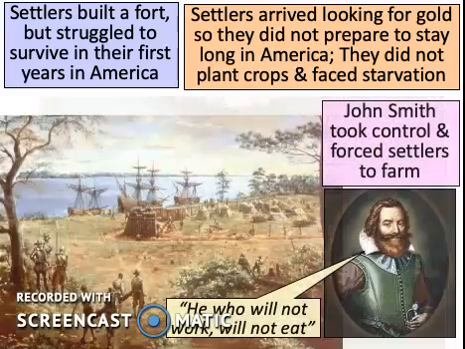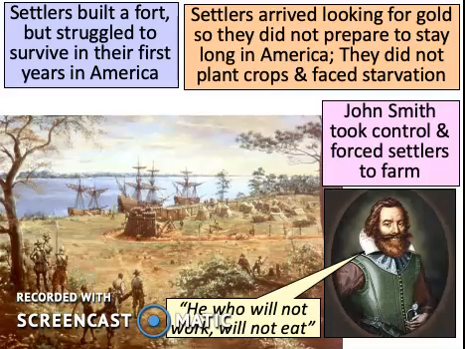But eventually, this guy right here, a guy named John Smith, he's going to take control. I know he doesn't look anything like the Disney movie, right? And he has a rule: he who will not work will not eat. And he forces people to start to farm and to start to protect themselves.